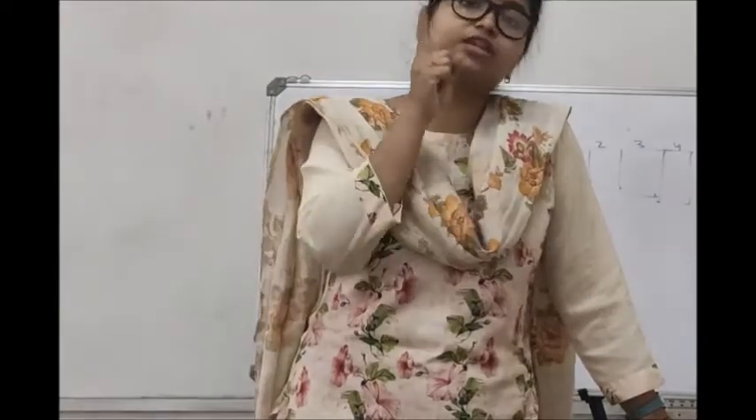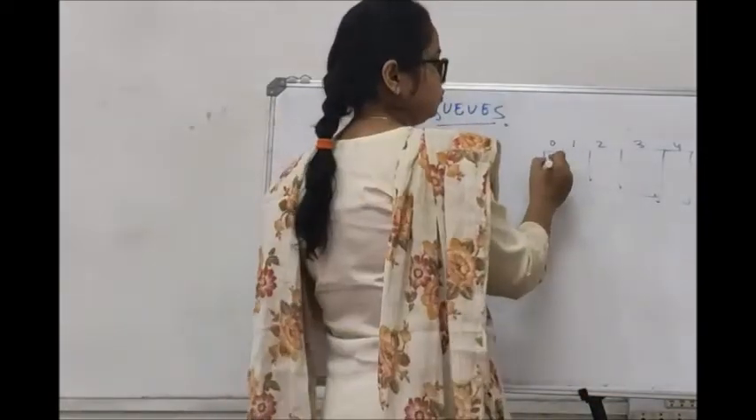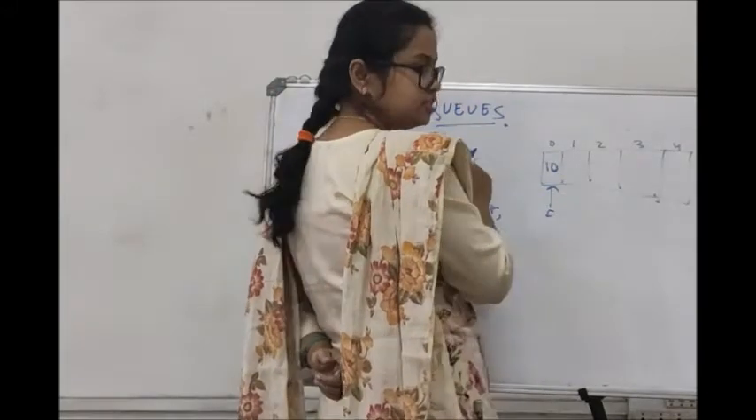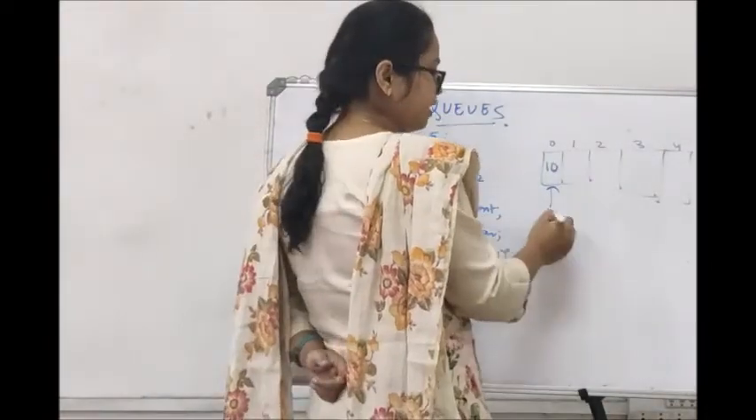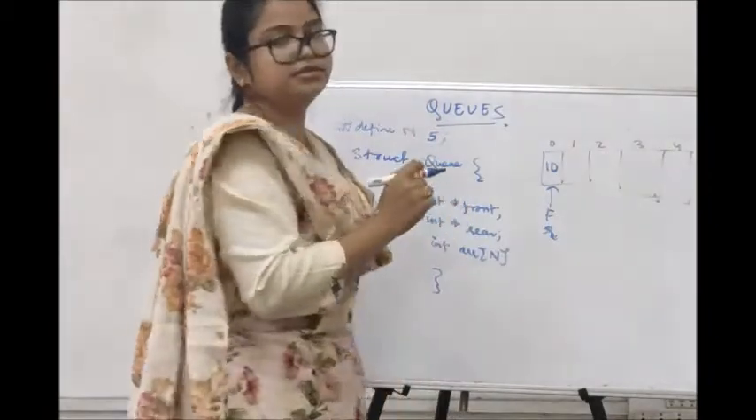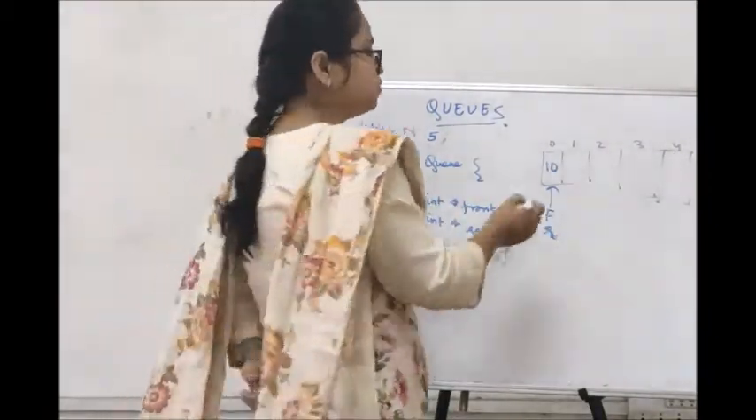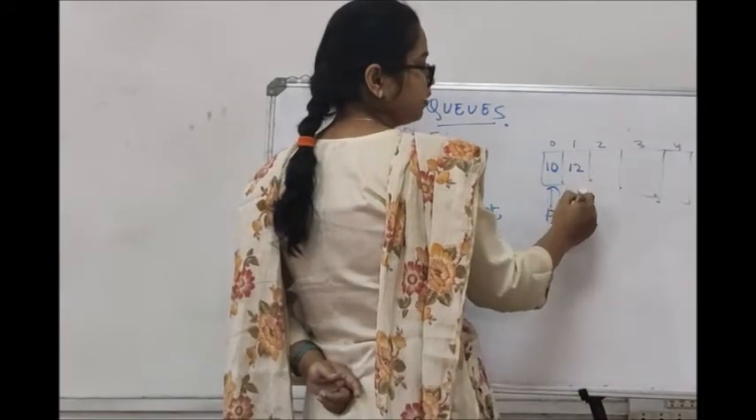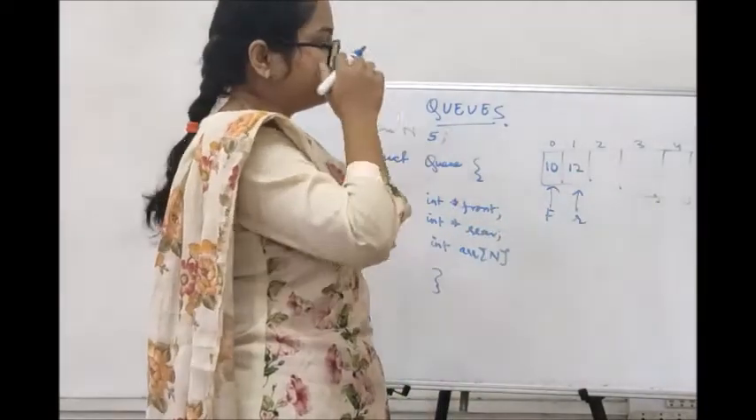If there is one element inside the queue, suppose 10, front will be pointing to the first element. And what is the last element? Last element is also 10, right? So both front and rear will be pointing to index 0. Suppose I enter another element called 12. Now rear will point to where? Index 1, because we are inserting from the rear.